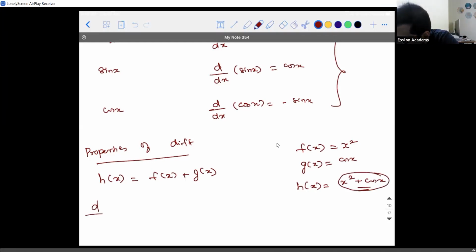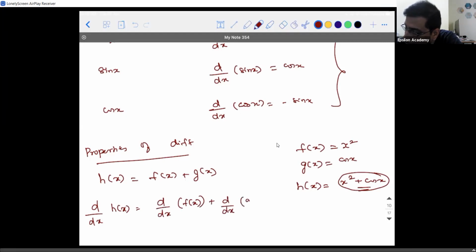Then d by dx of h of x is given as d by dx of f of x plus d by dx of g of x. Okay, what I'm trying to say is, if you want to find the derivative of h of x, you just differentiate f of x separately, g of x separately, and add them. Okay, that is a plus here. Okay, same is the case with the minus also.